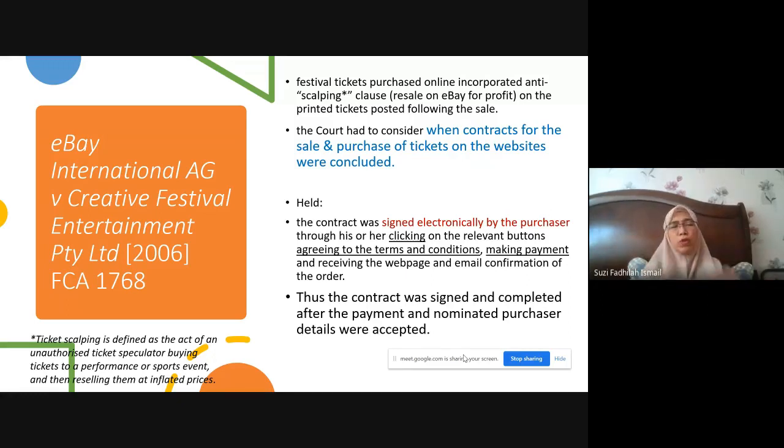And then the issue which is relevant to us, actually there are many issues, but the court had to consider when contracts for the sale and purchase of tickets on the website were concluded, because it involves many clicking. When you click that you buy, the conditions actually come later. Conditions of anti-scalping. Anti-scalping is like touting, you are buying but you want to resell at a higher price, which is not allowed because of the exclusivity of this festival ticket. So the court held that we want to know when the contract was concluded, whether the conditions were included or not. The contract was completed after the payment and nominated purchaser details were accepted by the other party. So it comes together with the condition of anti-scalping here.